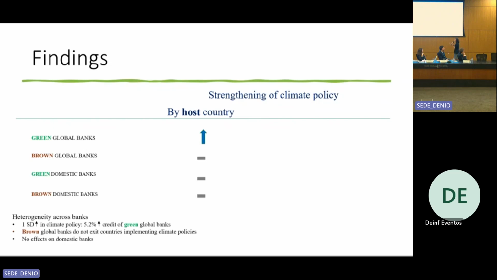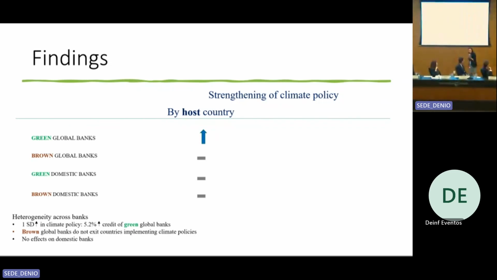So basically, our message is that there seems to be a lot of heterogeneity in the cross-section of banks. A one standard deviation increase in the index of climate policy of a country is associated with an increase in credit growth by green global banks of 5.2%. However, we also find that brown global banks do not exit these countries that are implementing climate policies. And for domestic banks, we don't find an effect, but mainly because we're looking at the extensive margin.